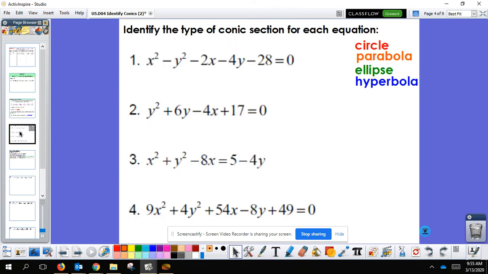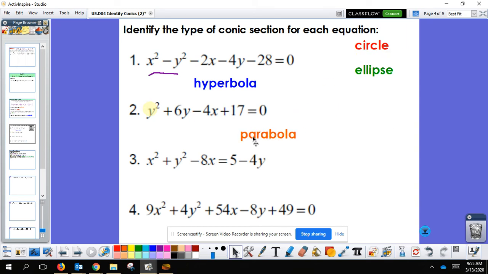So here are a couple of examples. The first one, when we look at this, we are looking at x squared minus y squared. Because those are different signs, I know that I can classify this as a hyperbola before I complete the square. For the second one, I'm noticing that there's only one squared term, only y squared. And so one squared term leads me to classify this as a parabola.